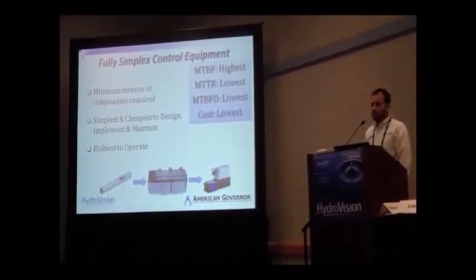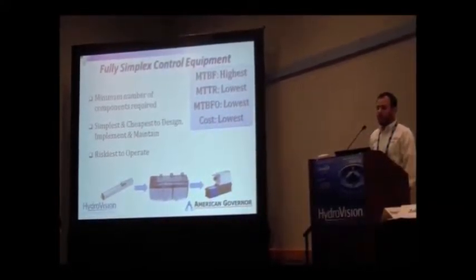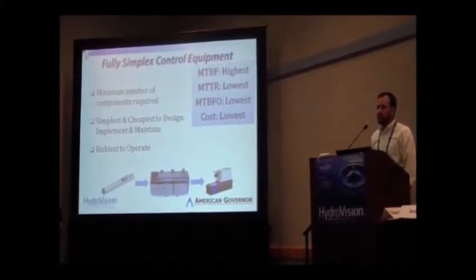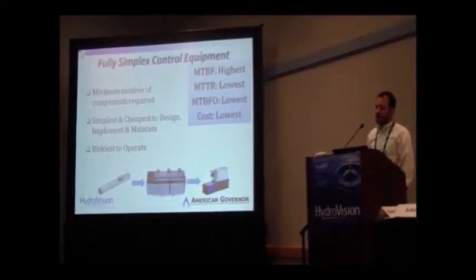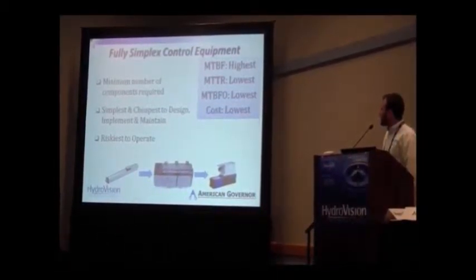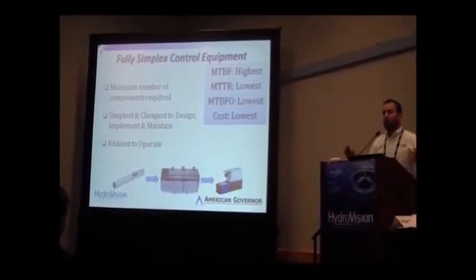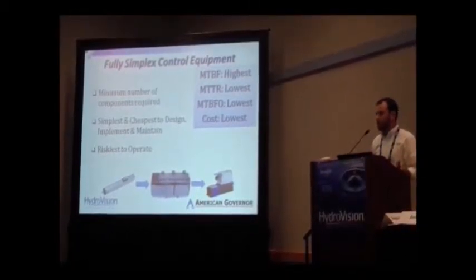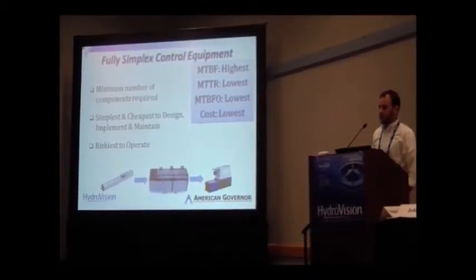So, fully simplex equipment. This is as simple as it gets. You have the minimum number of components required to make up a system. If you have a power supply, you only have one power supply. If you have a pressure transducer, you only have one. These are the simplest and the cheapest to design, the cheapest to implement and maintain. So therefore, you'll see that with the minimum number of components required, you'll have the highest mean time between failures. That's good. You'll run the longest before you have a component failure. Because they're simple, you'll have the lowest mean time to repair. They're easy to work on, they're easy to understand. Your normal plant technicians can replace equipment.